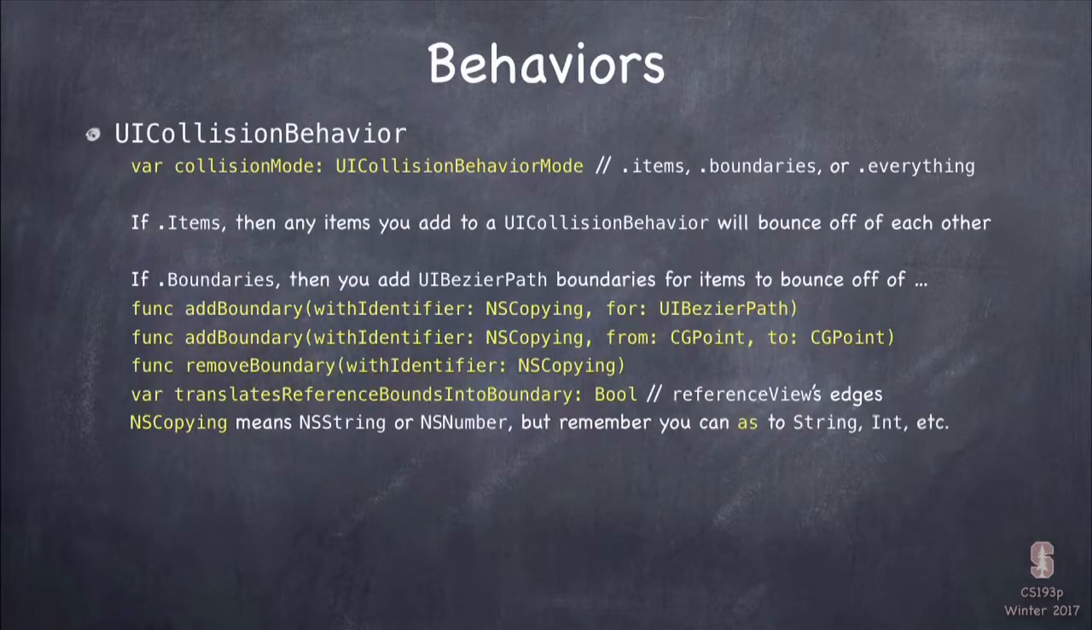All right, collision behavior. So collision behavior is exactly what you think. You can set up collisions. The collisions can either be between all the items that are being affected by the behavior, and or any number of boundaries. And these boundaries are just UIBezierPaths. So you can register these UIBezierPaths with the collision behavior, and all the items that are affected by the behavior will bounce off of those boundaries. Okay, and they can be round, they can be curved, they can be any path that you want.